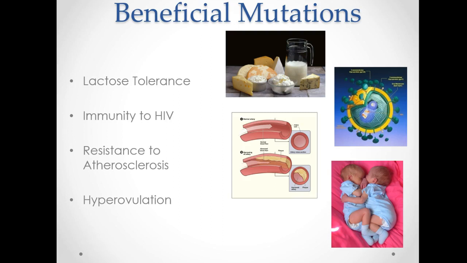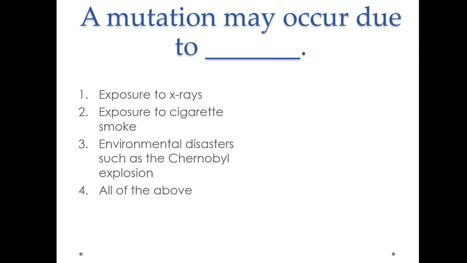There are individuals who are naturally resistant to HIV. So their cells are not susceptible to the virus that causes AIDS, the HIV virus. It can't penetrate their cells, and so therefore they can't be infected. Something called resistance to atherosclerosis. Atherosclerosis is sort of a narrowing of the artery because you have all these plaques that form in it. Individuals have a mutation that the plaques don't form the same way. And then depending on how you feel about twins, hyperovulation is actually a mutation. So women sometimes will release more than one egg per cycle, and when they do that, twins can occur.